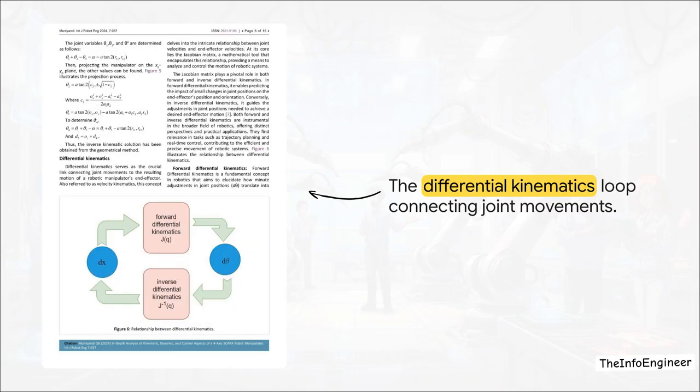And that mathematical foundation builds directly into differential kinematics. This is what translates minute adjustments in joint positions into precise speed and orientation. Because let's face it, it's not just about getting to the right spot, it's about how fast you get there and what angle you're holding when you arrive. The Jacobian matrix acts as a bridge here, predicting how a tiny change in one joint's speed will ripple through the entire arm and affect the velocity of the end effector.